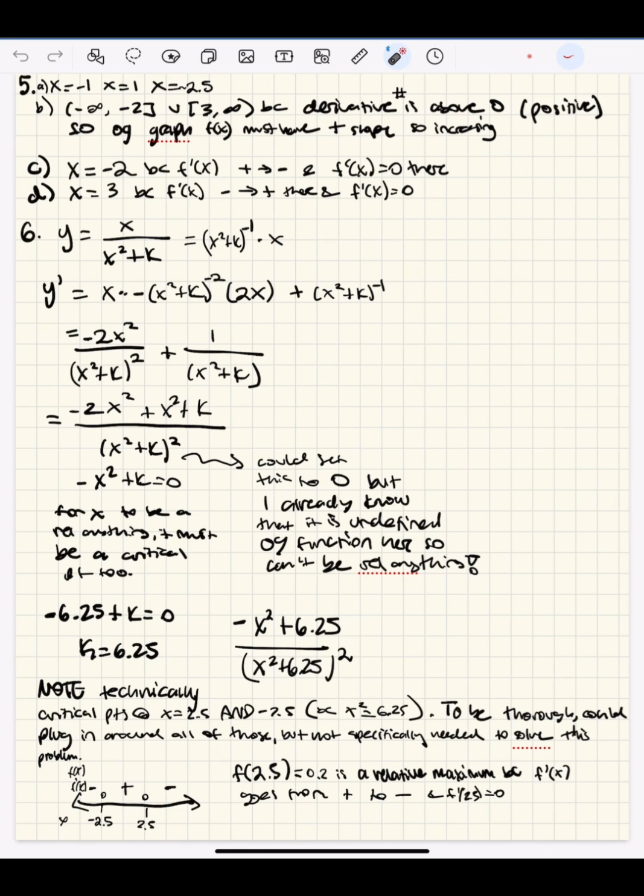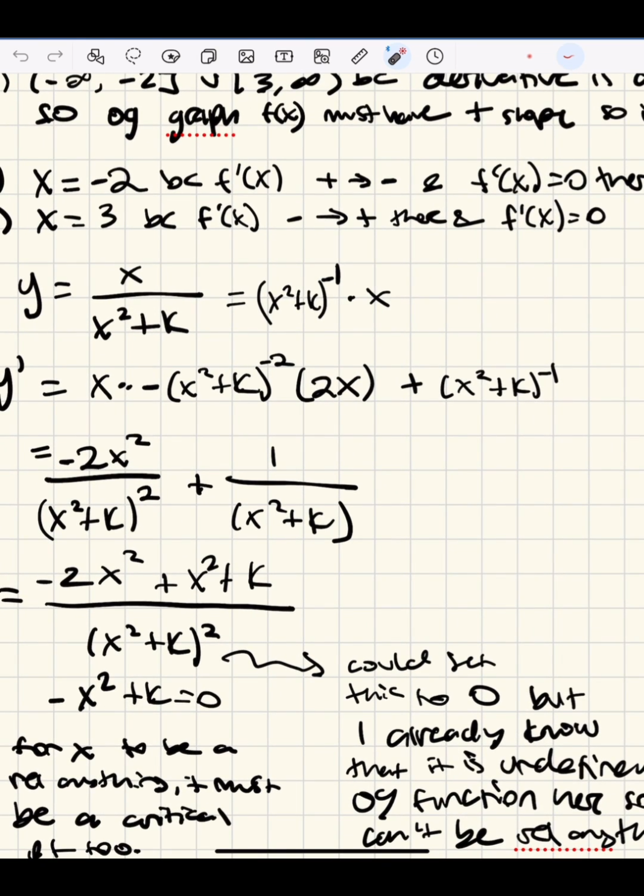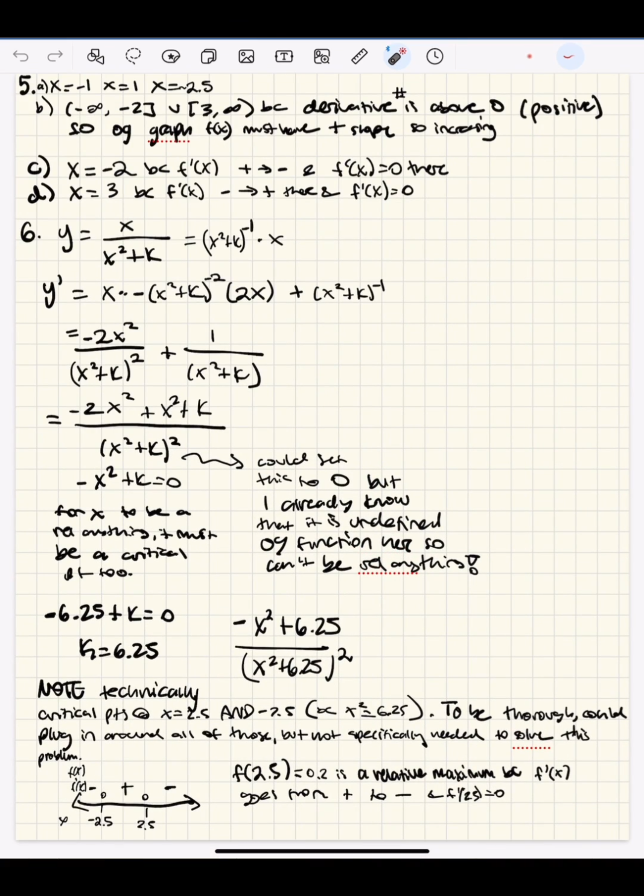So we're going to move on to question 6, which says find the value of k such that y equals x over x squared plus k will have a relative extremum at 2.5, and then it asks if it has a maximum or minimum. So I rewrote this as (x squared plus k) to the -1 times x, and then I found the derivative. So what's important here is that when you finally get to this point eventually, the idea is that you have to set this to 0 because it's telling you that there's a relative extremum there, and a relative extremum comes from, of course, having set the derivative to 0 and finding the critical values.